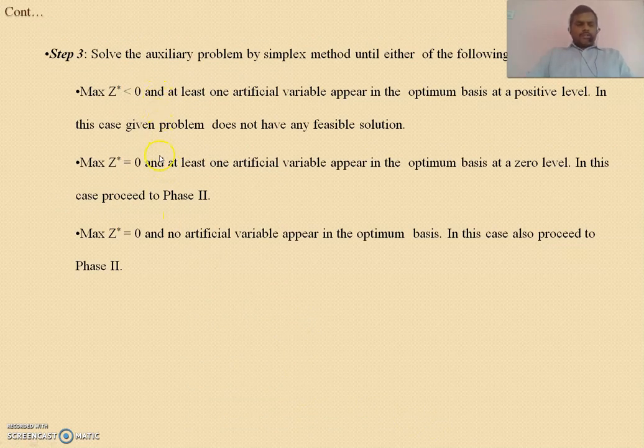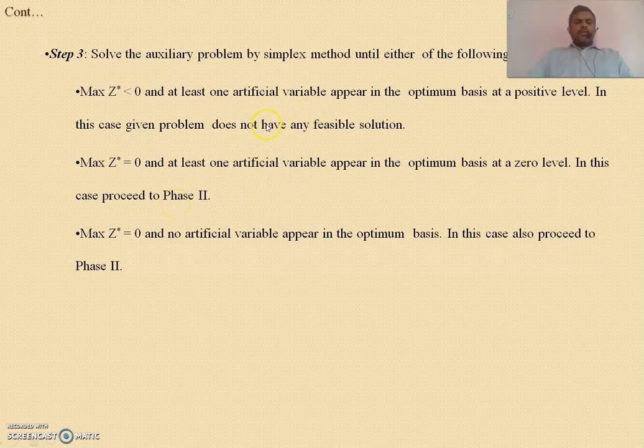Similarly, we will solve. These conditions are useful during two-phase method. First one is z star is less than 0 and at least one artificial variable appears in the optimum basis at a positive level. In this case, given problem does not have any feasible solution. That is first condition in maximization case. Maximize z star equal to 0, at least one artificial variable appears in the optimum basis at a 0 level. In this case, proceed to second phase.